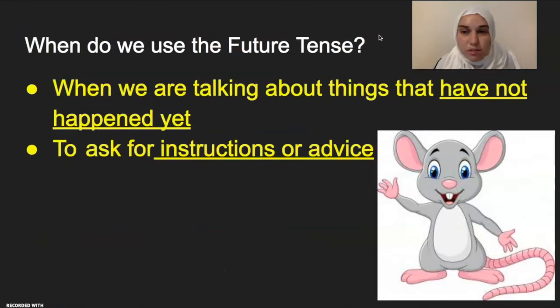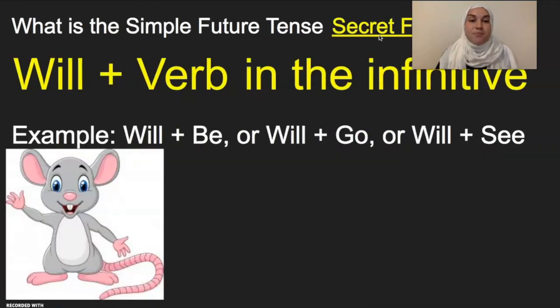When do we use the future tense? What is it? Okay? We use the future tense when we are talking about things that have not happened yet. Things that will happen in the future. We also use it to ask for instructions or advice.